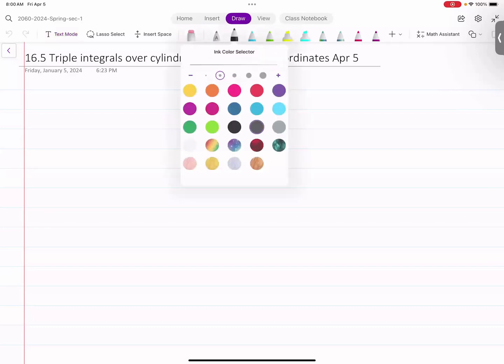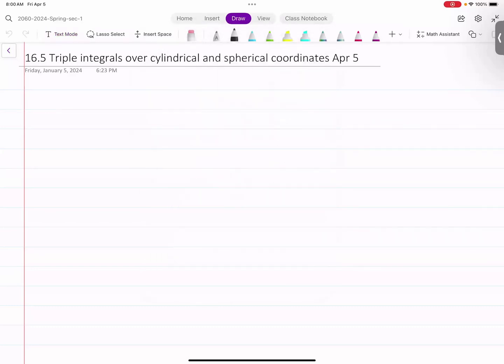So basically, the cylindrical and spherical coordinates are highly related to the polar coordinates in 2D. So let's quickly recall polar coordinates.